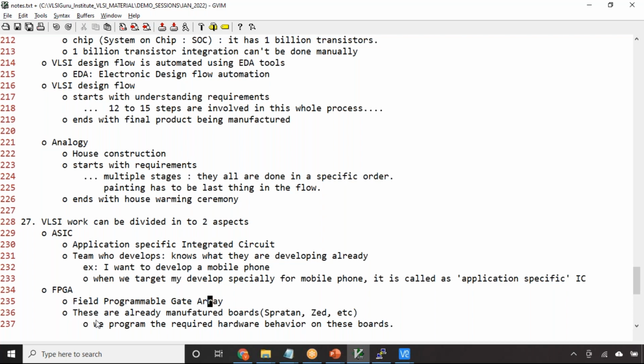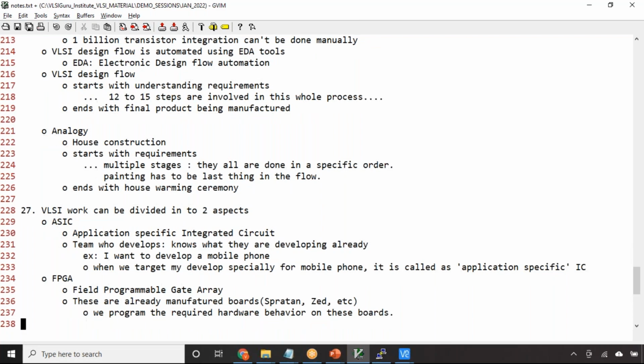Initially, this looks easy, isn't it? All you have to do is purchase the board and program it to behave like your specific hardware, right? It looks easy, actually speaking, but then this is costly. This is costly.